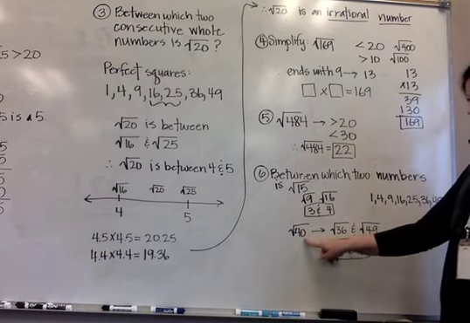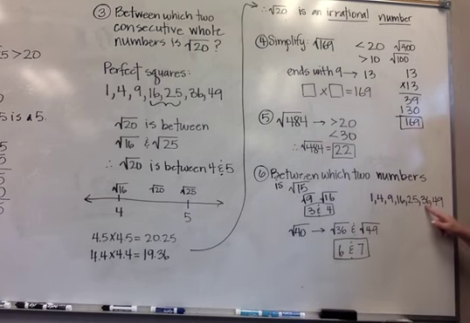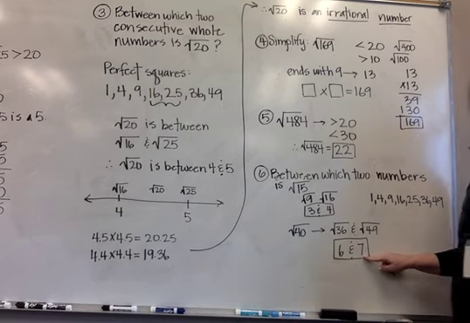The square root of 40 would fall between 36 and 49. The square root of 36 is 6, and the square root of 49 is 7.